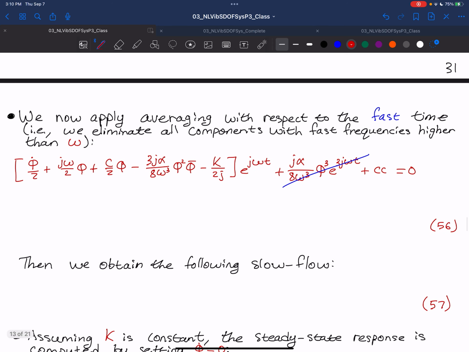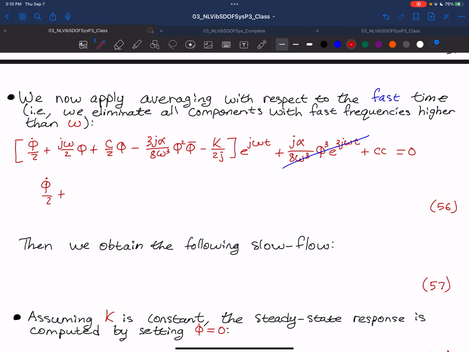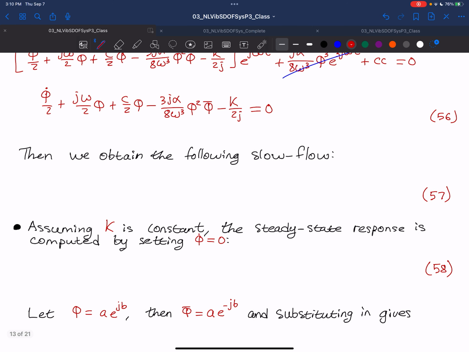As a result, what we end up finding is phi dot over 2 plus j omega over 2 phi plus c over 2 phi minus 3j alpha over 8 omega cubed phi squared phi bar minus k over 2j is equal to 0. That is our slow flow equation. Or we can move over the term that doesn't have phi in it, and then we get phi dot over 2 plus c plus j omega over 2 phi minus 3j alpha over 8 omega cubed times phi squared phi bar is equal to k over 2j. And this is our slow flow dynamics.